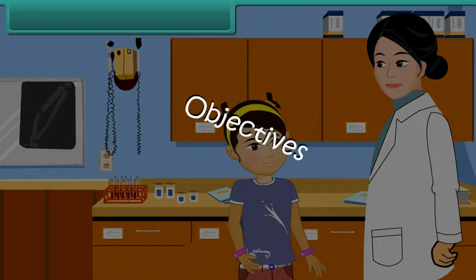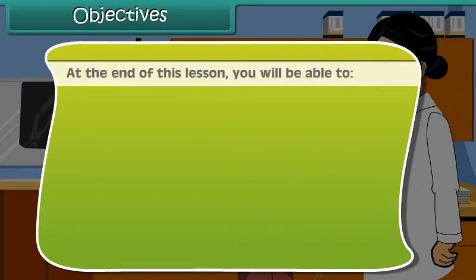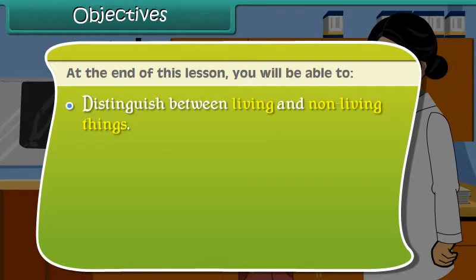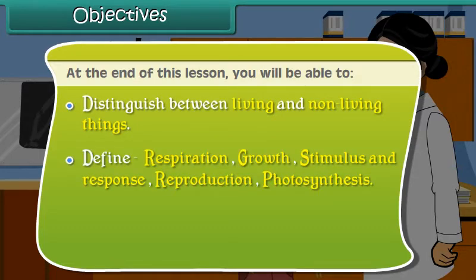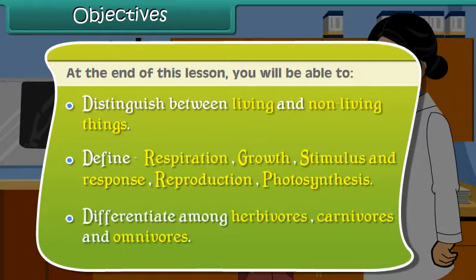Objectives. At the end of this lesson, you'll be able to distinguish between living and non-living things, define respiration, growth, stimulus and response, reproduction, photosynthesis, and differentiate among herbivorous, carnivorous, and omnivorous.